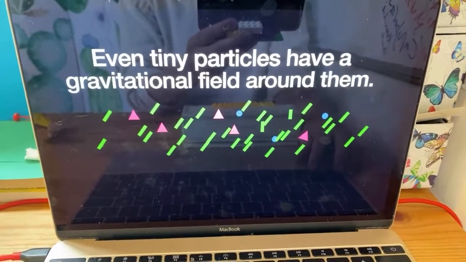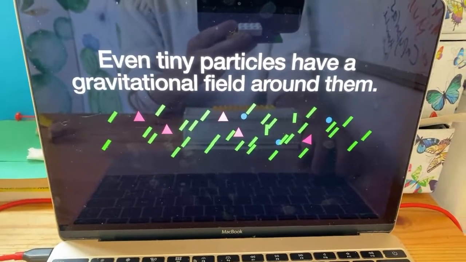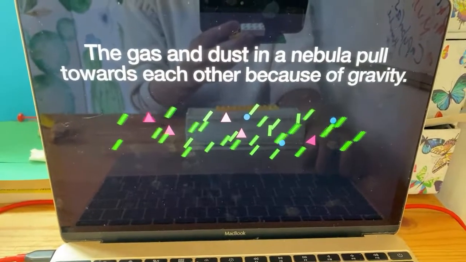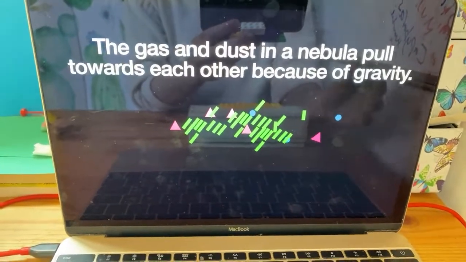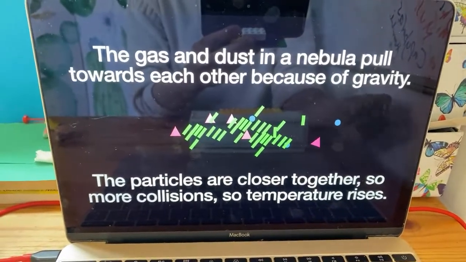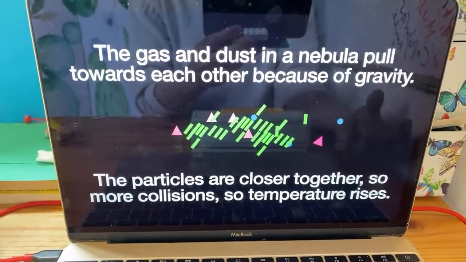Even the teeniest little particles have got a gravitational field around them. So these tiny little particles get attracted to each other because of gravity. So they pull towards each other. What happens to particles when they get closer together? Well, you get more collisions. They bump into each other more, so the temperature rises.